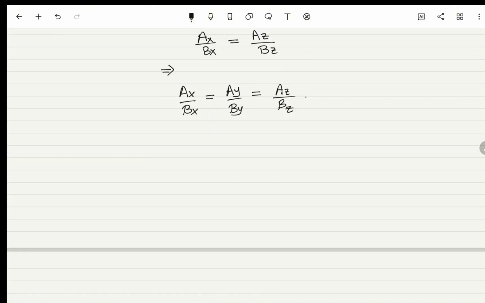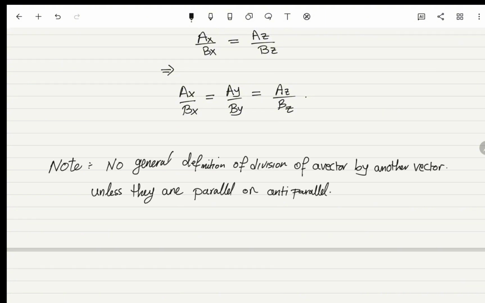The division of a vector by another vector is not uniquely defined unless they are parallel or anti-parallel. So we don't have a general definition of division of a vector by another vector, unless they are parallel or anti-parallel.